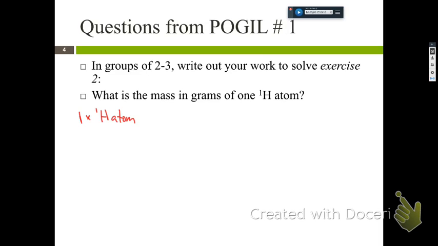1H. Okay? If this was deuterium, if it had a 2 there, this would be a different set of conversion factors that we're going to use. So we need to be really specific that we identify what's our starting quantity. It's saying what is the mass of one 1H atom. So our starting quantity is one 1H atom. We're going to write that over 1. And then, what conversion factors do we use? What's a conversion factor we can use to go from the number of hydrogen atoms, 1H atoms, to the mass in grams? Sarah?